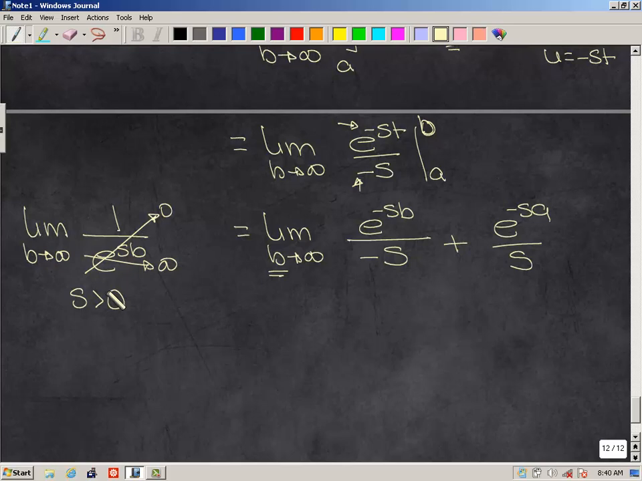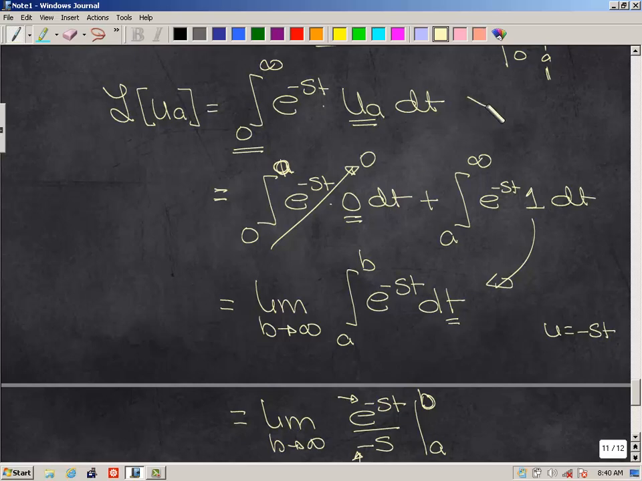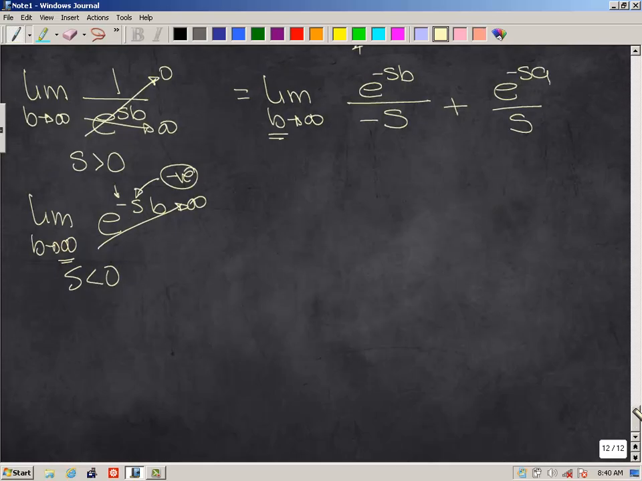If s is less than 0, then what will happen? So let's take a look at that just to show you. I have e to the minus sb. Now remember, if s is less than 0, that means this s here is negative. So this negative in the front will make it positive, so the exponent is going to be positive. So as b goes to infinity, this will go to infinity. And we always want our improper integrals, when we use the Laplace transform formula, to converge. We don't want them to diverge. When it goes to infinity, it's going to diverge.